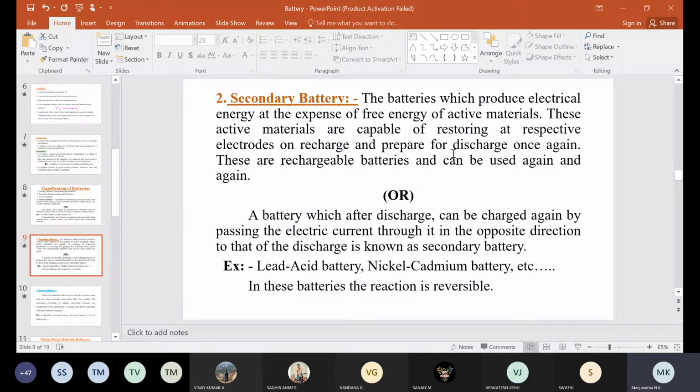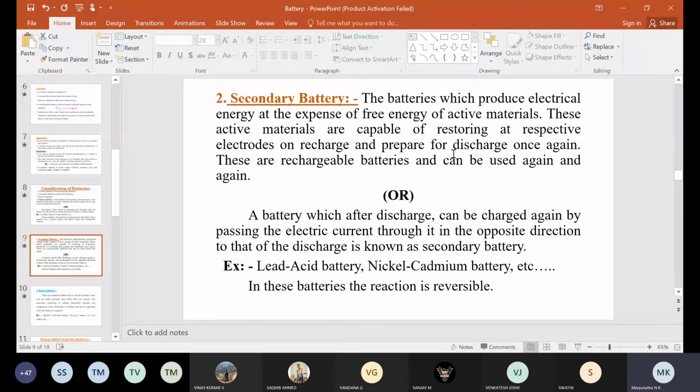In the case of secondary batteries, after complete conversion of the chemical energy present inside the cell into electrical energy, once we apply a recharging process, that chemical energy is restored again and the battery is ready for reuse. So these types of batteries, which are subjected to both discharge and recharge processes by using an electric current in the opposite direction to that of the discharge process, are called secondary batteries.